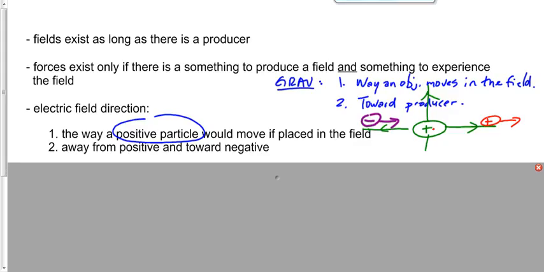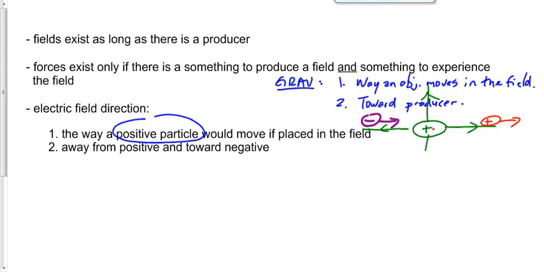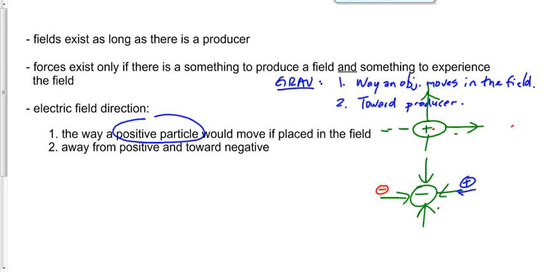Now, we can also define the field as away from the positive and toward the negative. So you can see here, my field, regardless of whether I draw those little charges in there or not, points away from that positive producer. Or if I drew a negative producer, it would point towards it. Away from the positive, toward the negative. Let's put a little positive in here. Where does it go? It experiences a force this way, toward the negative. A negative would experience a force this way, away from the negative, opposite to the field.